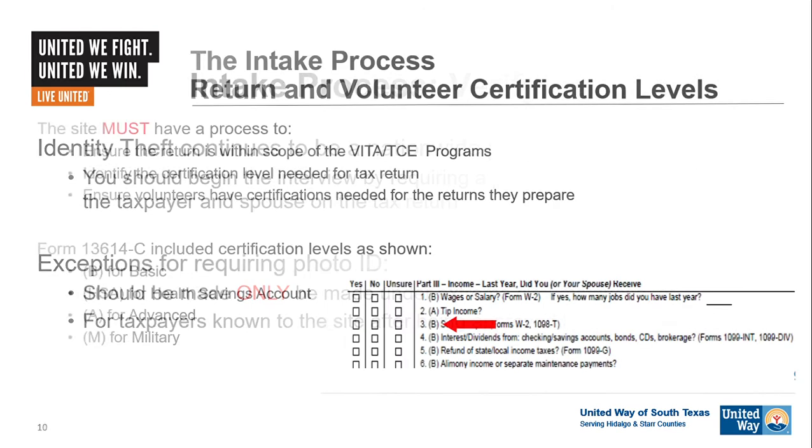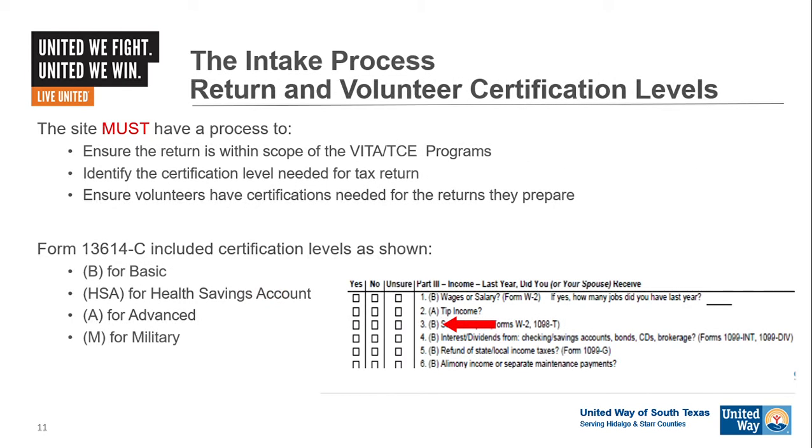Okay, so the intake process, return and volunteer certification levels. The site must have a process to ensure that the return is within scope of the VITA program, identify the certification level needed for the tax return, and ensure volunteers have the certifications needed for the returns they prepare. When you take all your exams and print out the form that you need to bring to each site, I will go over at the end of this training how to get the form. It will show there what level of certification you are.